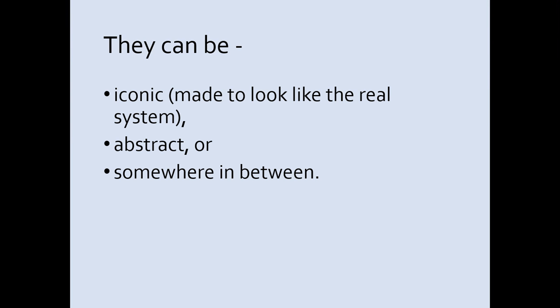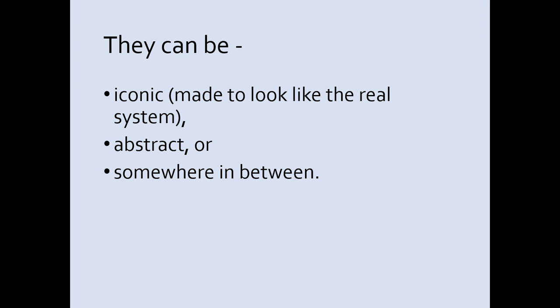How can models be? Models can be of three types mainly. One, they can be iconic or physical, like the building we just saw, the masjid. It can be abstract, like mathematical in OR, the model that we will be using, or somewhere in between. That is, they may have some mathematics and some picture also. So, these are the three types of model.